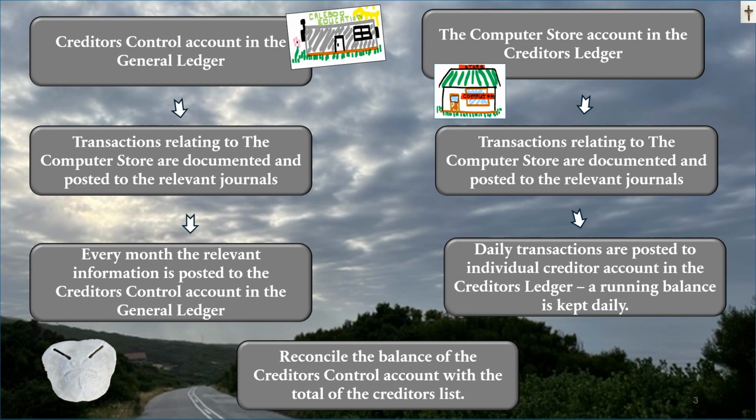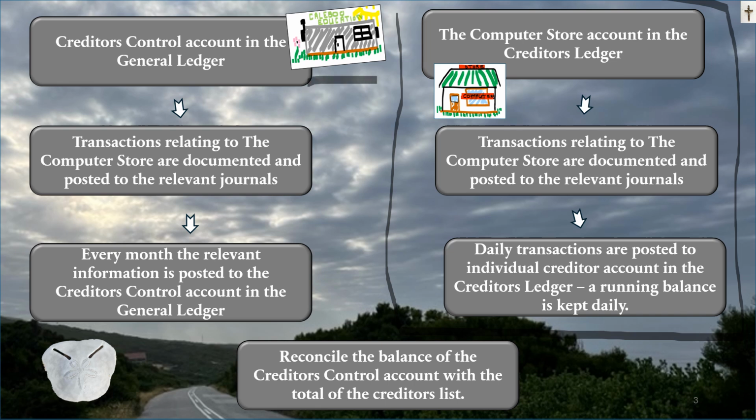So once again, if you watched the debtors control reconciliation, there are similar steps to follow. The first thing I'm going to do is what's on the right hand side here. We are looking at the relationship between Calibu Education and our supplier, the computer store. We're going to look at all the transactions relating to the computer store.